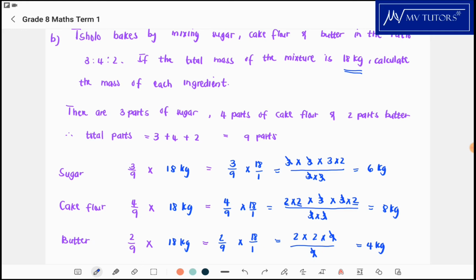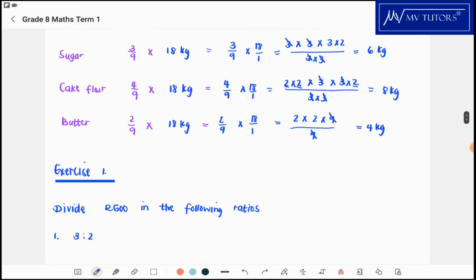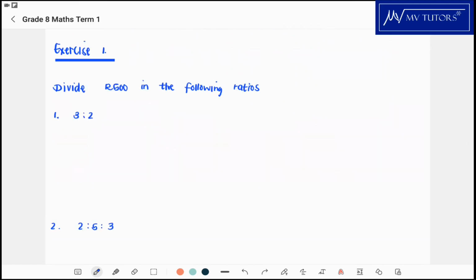Now I know when I go to the shop, I need 6 kilograms of sugar. I need 8 kilograms of cake flour. And I need 4 kilograms of butter. It makes things quite easy for me to bake. All right, and then let's look at an exercise.